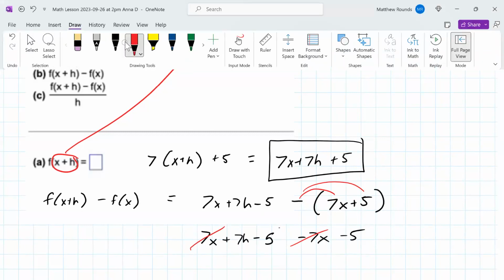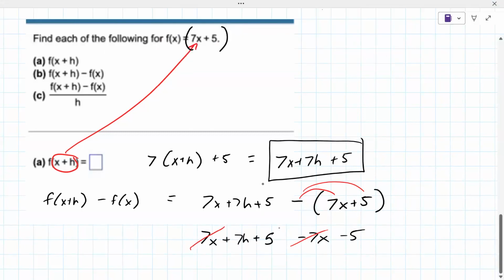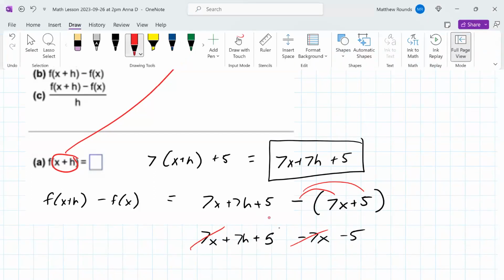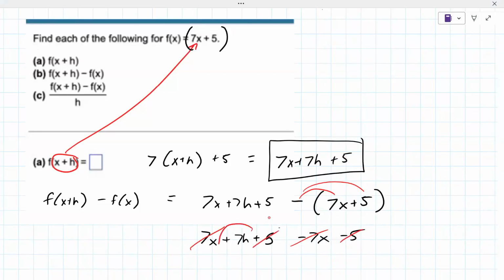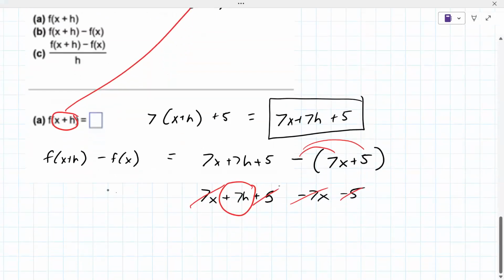I miscopied. That's why I paused there. Plus 5, plus 5. That's from this right here. I don't know why I miscopied, but I did. And plus 5 cancels minus 5. The only thing left is this 7h. So when you do this, the only thing that should be left over is an h term. So that's part B. Part B is just 7h.